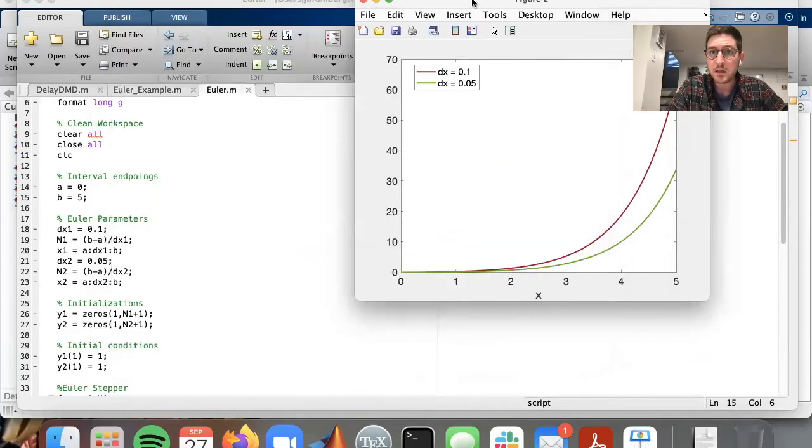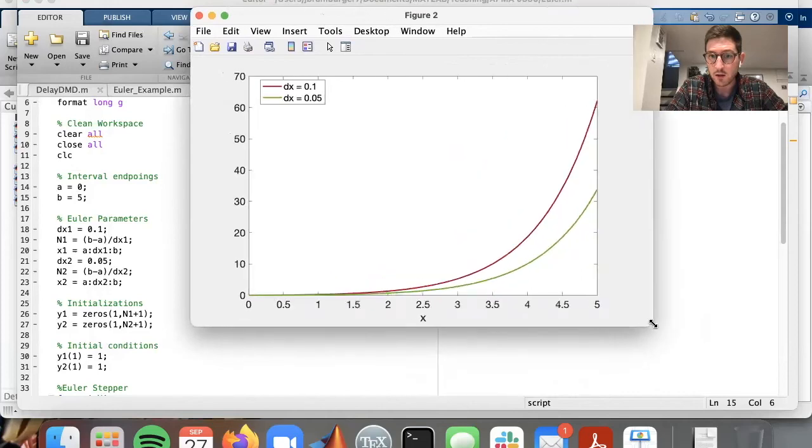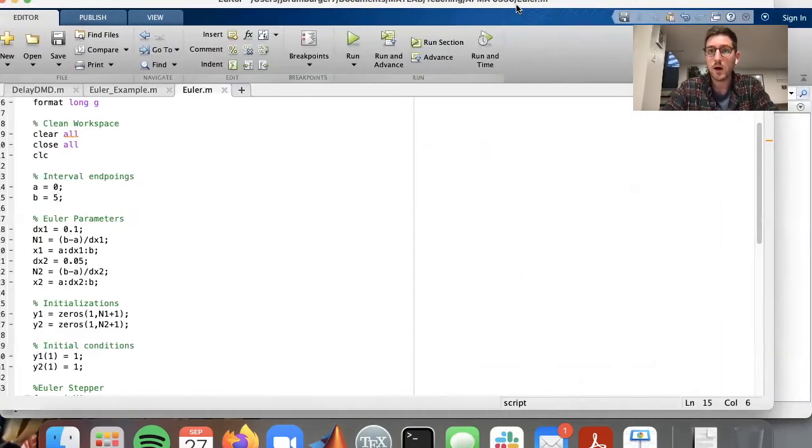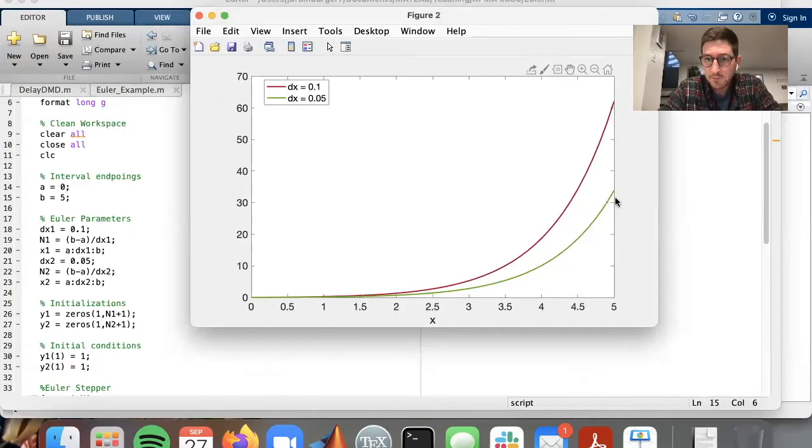And this is immediately apparent by looking at the errors as well. So by the time you get all the way to x equal to 5, your error for the smallest step size, you're off by about 33. Remember, going up to 1, you were off by about 0.13 or something like that. Now you're off by 33 point something. And for the larger step size here, you're off by about 62. So you're really, really far off.